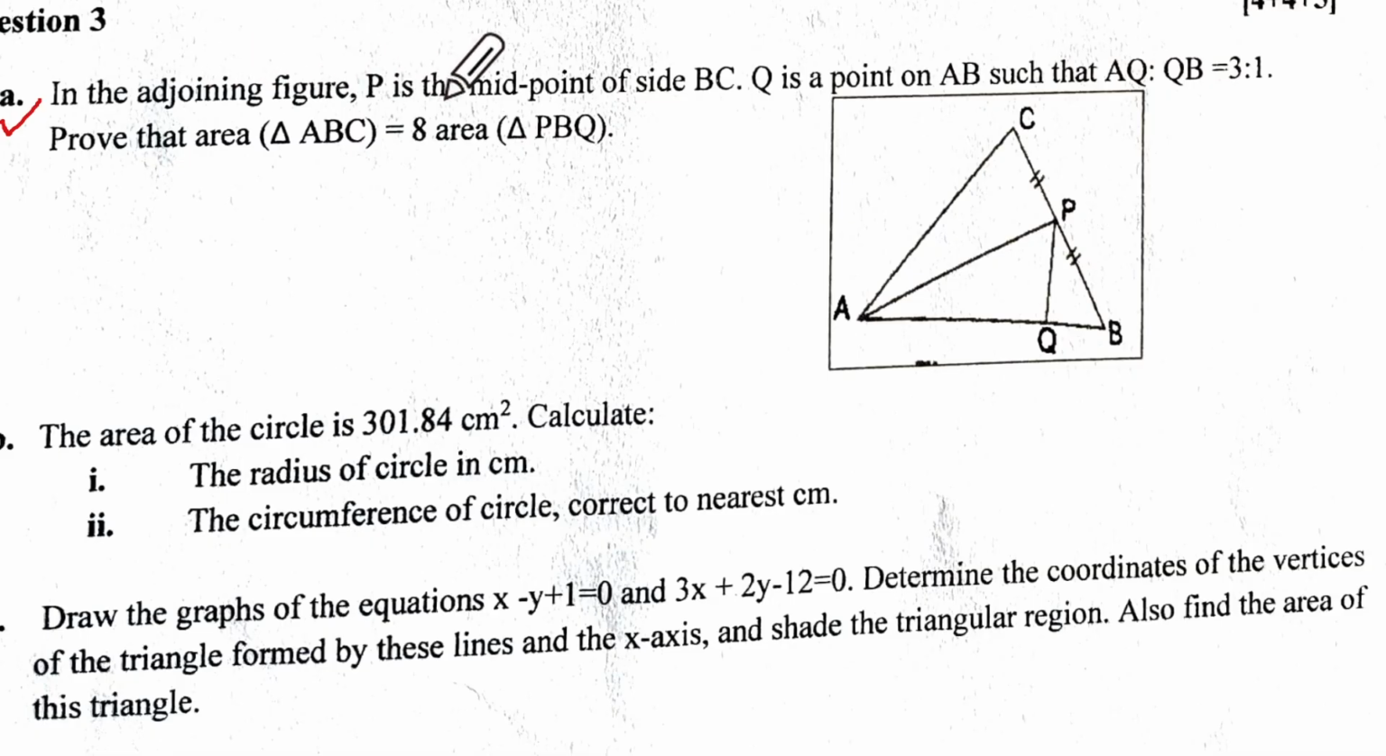Now let us come to this question. P is the midpoint of BC. Q is a point on AB such that AQ is to QB is 3 is to 1. So call this 3x and call this x. Did you understand what you have to do? Okay. Now prove that the area of triangle ABC, the big triangle, is 8 times the area of PBQ, that is this.